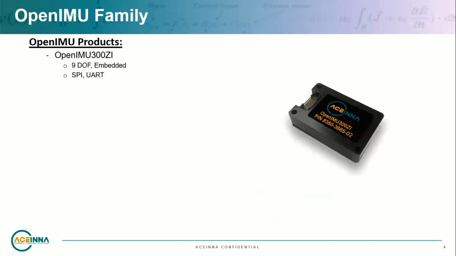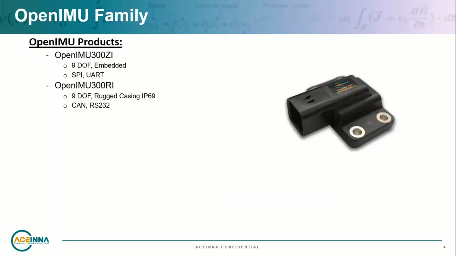So in our OpenIMU family, we have different products. I would like to give you an overview of the products that are available. OpenIMU 300 CI, which is 9 degrees of freedom, which means it has a 3-axis accelerometer, 3-axis gyroscope, and 3-axis magnetometer. It's an embedded IMU application, and it has SPI and UART as an interface. We have OpenIMU 300 RI, which is also 9 degrees of freedom, and it comes in a ruggedized casing with IP69 rating. And it has CAN and RS-232 as the interface.